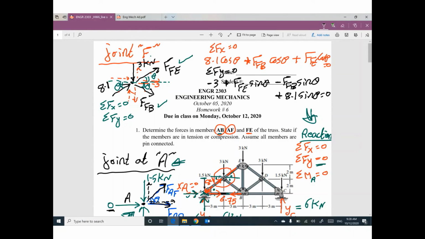In your exam, I don't grade for the final answer. I'm grading: did you set up this equation and this equation correctly? You are done. But you need to get the final answer, at least. Okay?